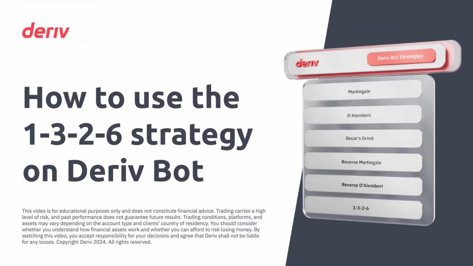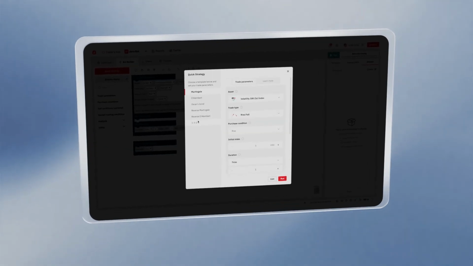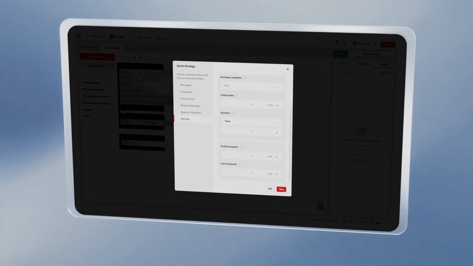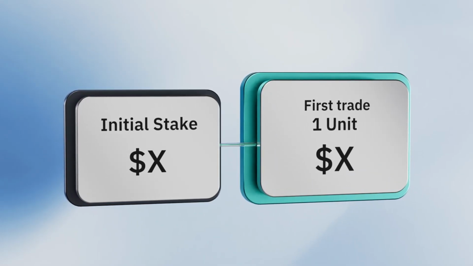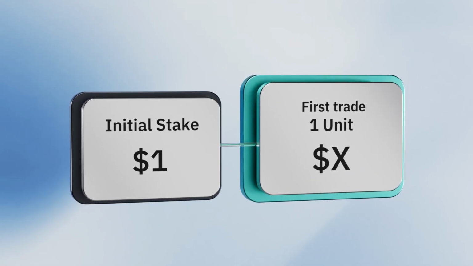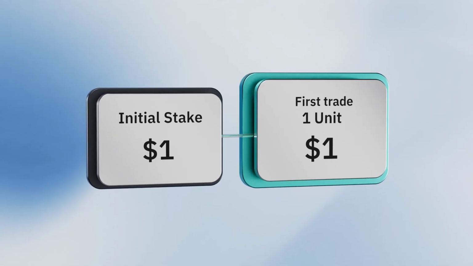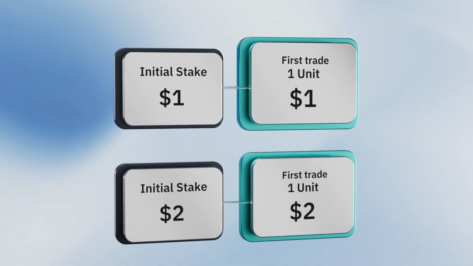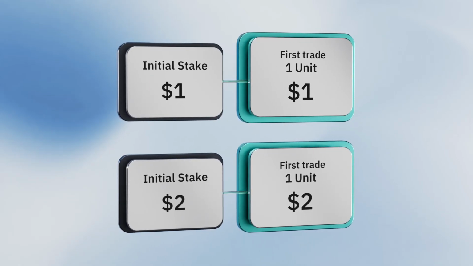Introducing the 1326 strategy, one of Deriv Bot's preset strategies designed to help you navigate the markets with ease. It is important to note that the number of units in stake adjustment is based on the amount of the initial stake. With a 1 USD initial stake, 1 unit adjustment results in stakes of 1 USD. With a 2 USD initial stake, 1 unit adjustment results in stakes of 2 USD. In this example, we set the initial stake at 1 USD.